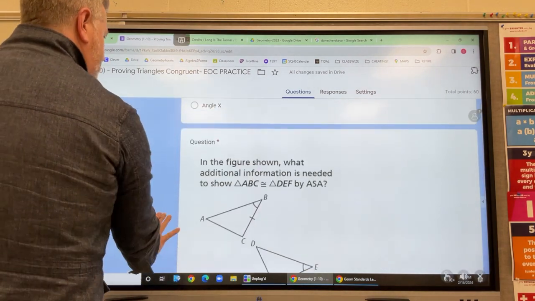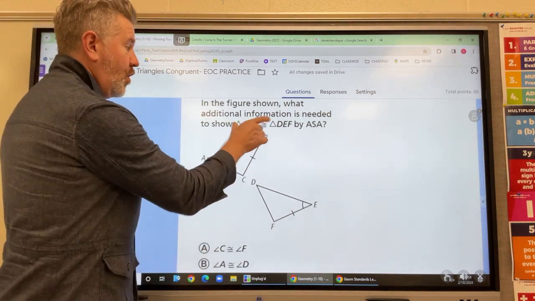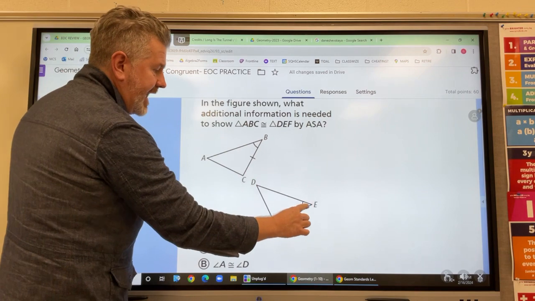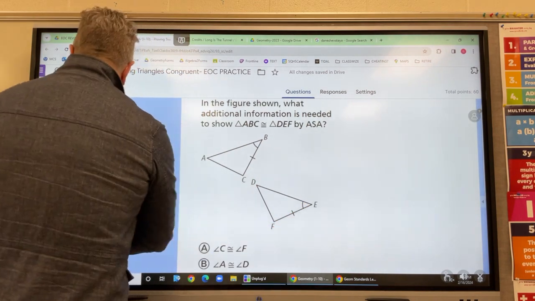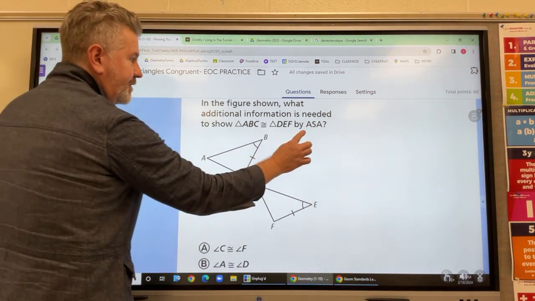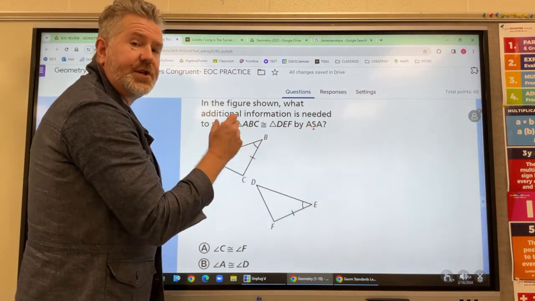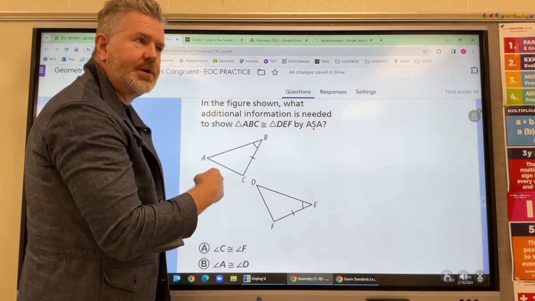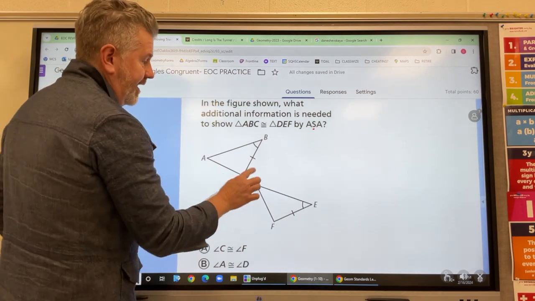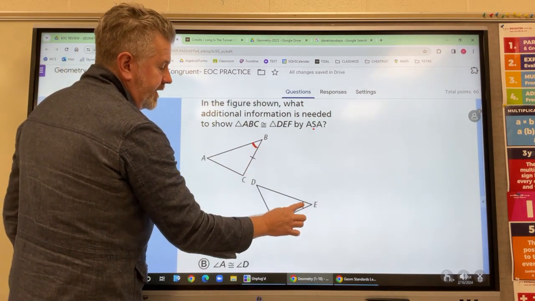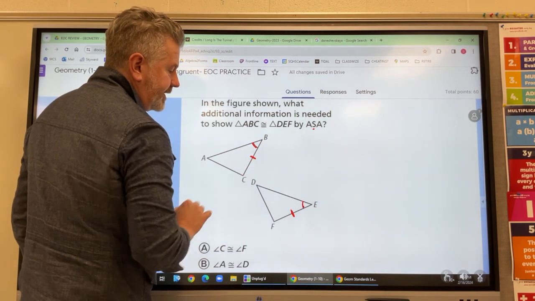All right. In the figure shown, what additional information is needed to show that they're congruent by angle, side, angle? So we've got this angle, we've got a side. Remember, position of these letters is important. The side here is between the two angles. So whatever side is congruent to itself, to the other corresponding side, the angles have to be on each side of it. So here's one of the angles, here's one of the angles, here's the side that is congruent, here's the side that is congruent.